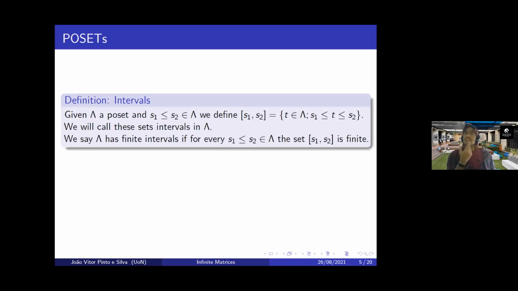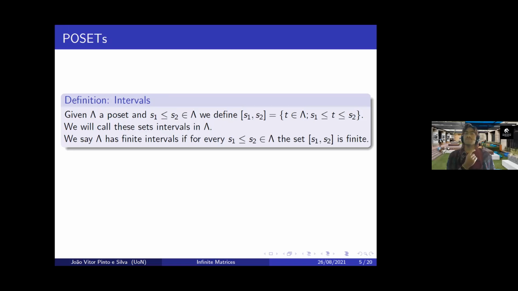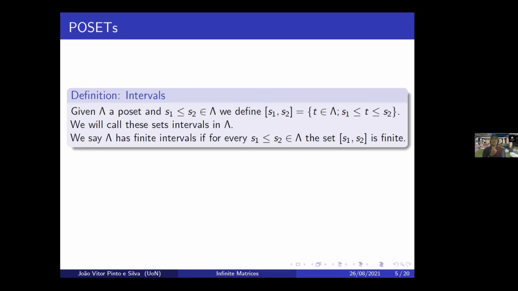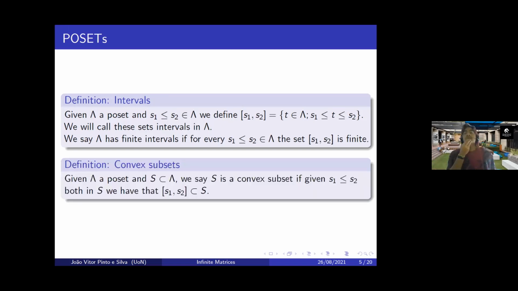All the posets that we will work with here will need to have finite intervals, so we can define the multiplication of the ring. Later, you will be able to see why a little bit. And then for convex subsets of our poset, we will say that a subset is convex if it's closed under intervals. So let's draw a little bit to explain both ideas.